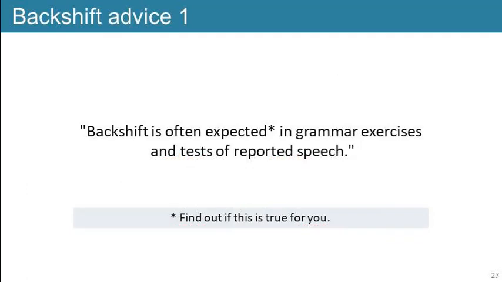Most importantly for some English learners, backshift is often expected in grammar exercises and tests of reported speech. If you don't know how to backshift, you will not score well or pass the test. You may want to find out if your teacher or the test you are taking does indeed expect backshift.